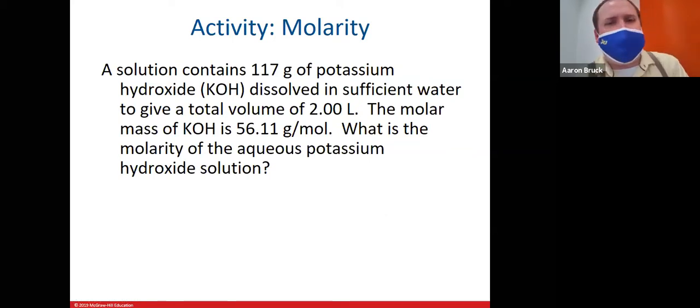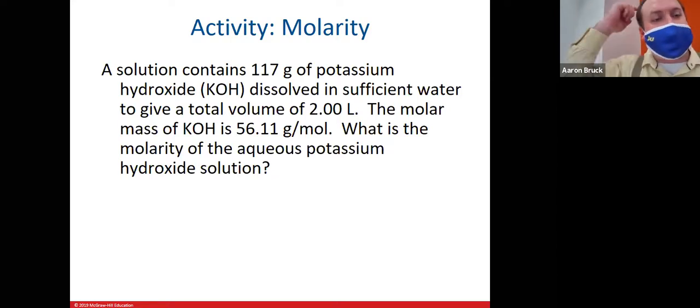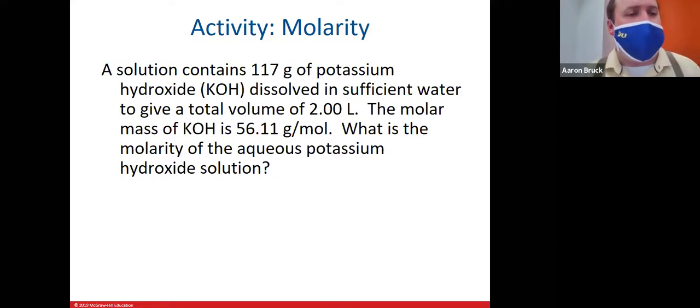So let's do a couple of examples here. I have a solution that contains 117 grams of potassium hydroxide, KOH, in enough water to give a total volume of 2.00 liters. The molar mass of potassium hydroxide is 56.11 grams per mole. What is the molarity of the solution?